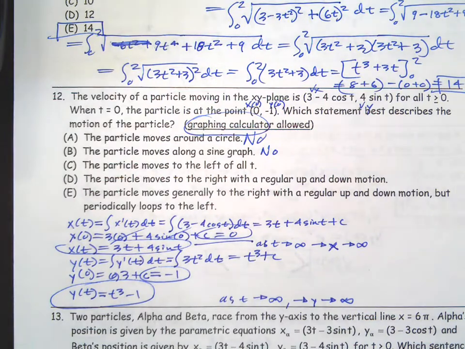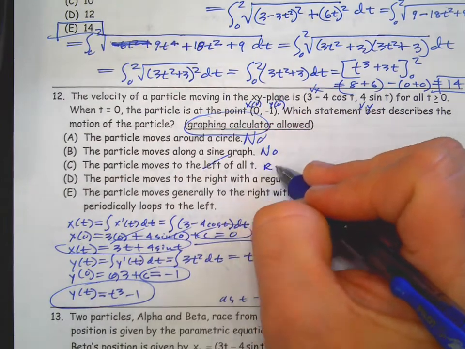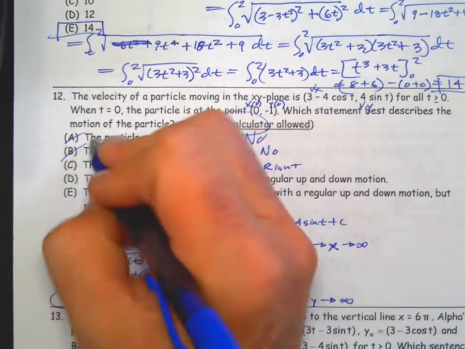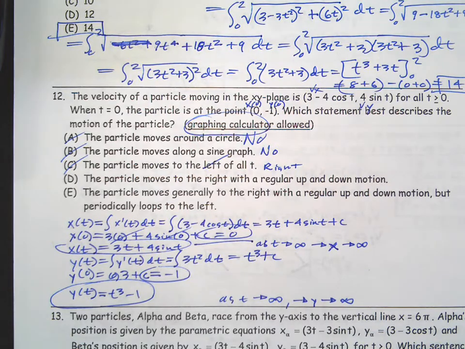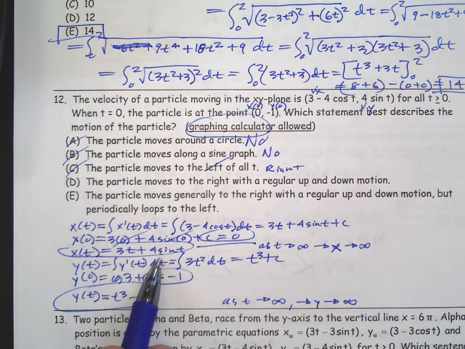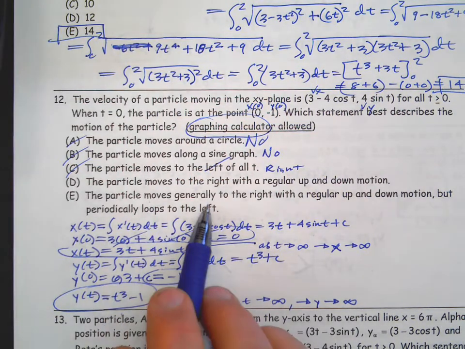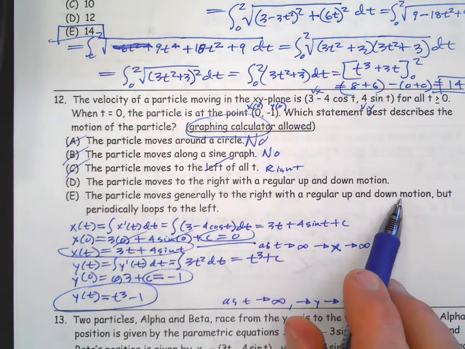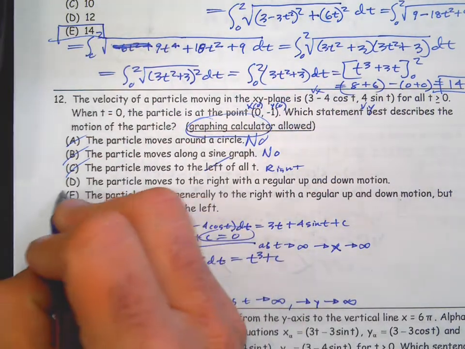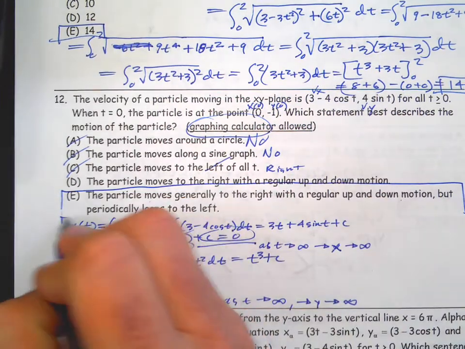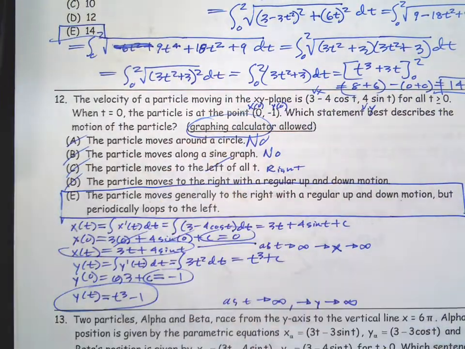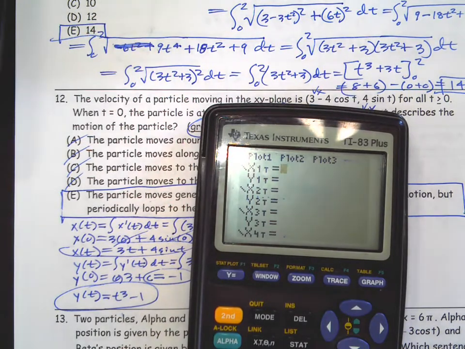The particle moves to the left. No, it's moving to the right. So I think those are all out. Particle moves to the right with a regular up and down motion. No, it's just kind of going up. It's the x position that's kind of going back and forth. Particle moves generally to the right with a regular up and down motion, but periodically loops to the left. I feel like this is the best interpretation of it.